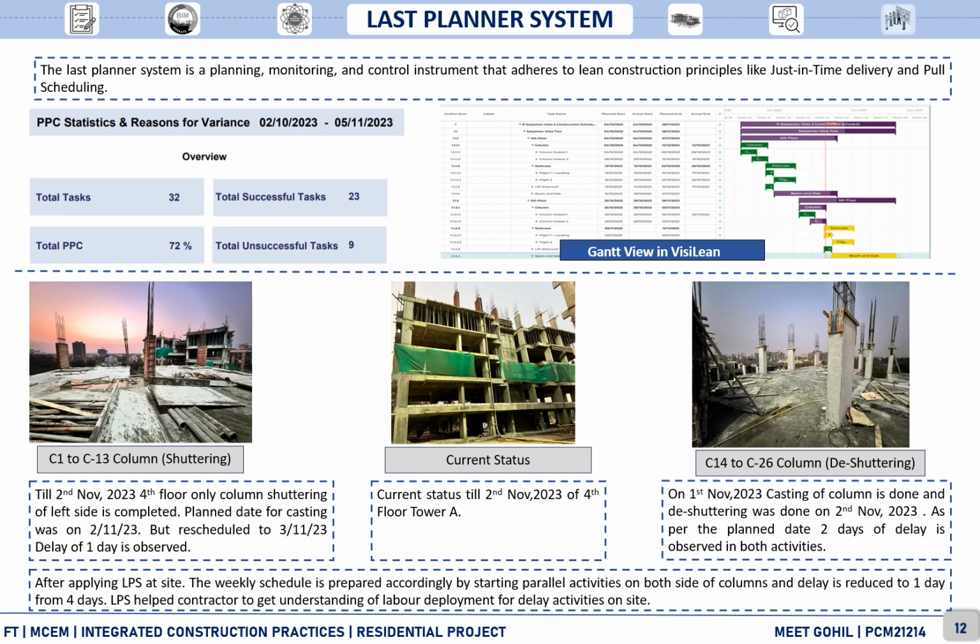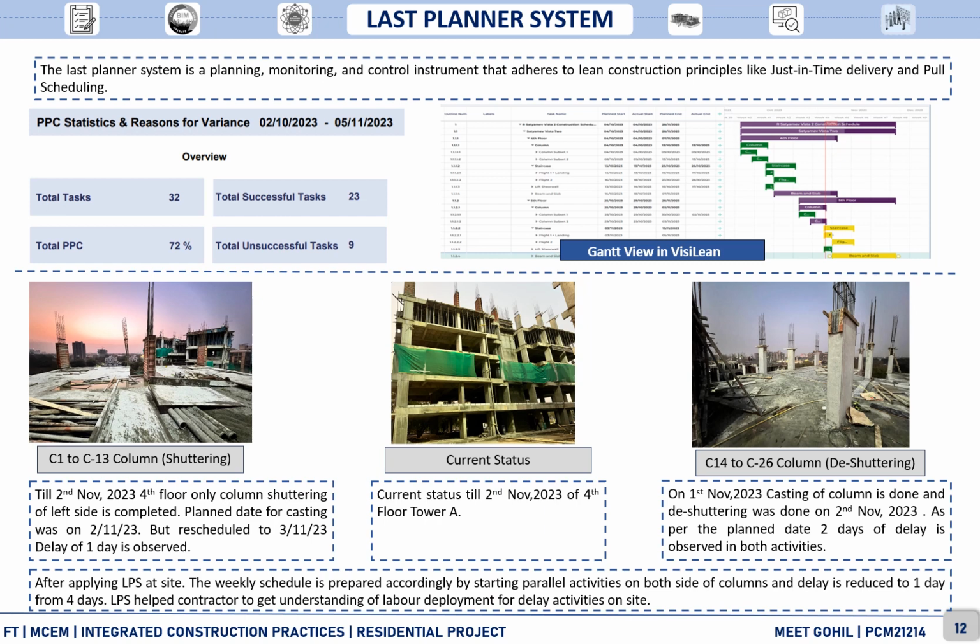The last planner system is a planning, monitoring and control instrument that adheres to lean construction principles like just-in-time delivery and pull scheduling. We have tracked the construction activity from 2nd October to 5th November, and we have used Visilean to showcase our detailed tracking. Here below we have shown an example of how the last planner system has helped us to reduce the delay from 4 days to 1 day.